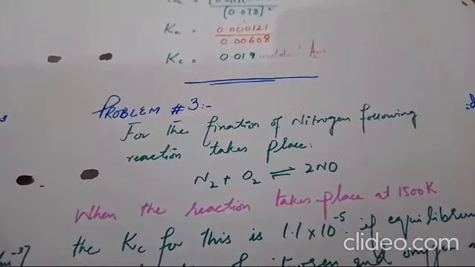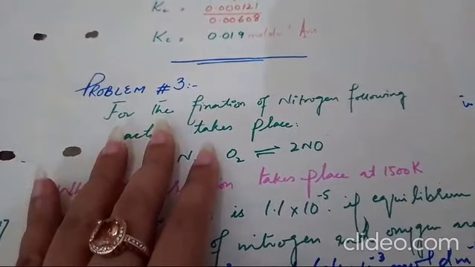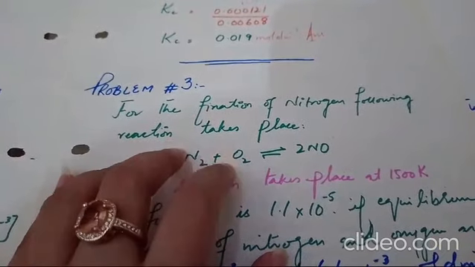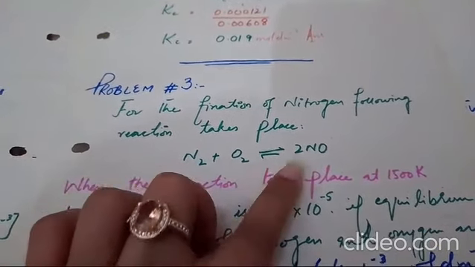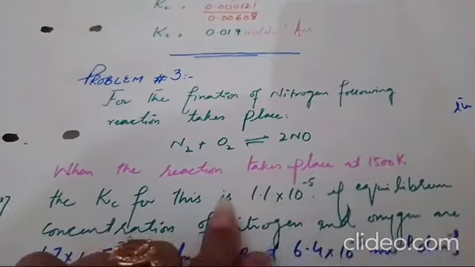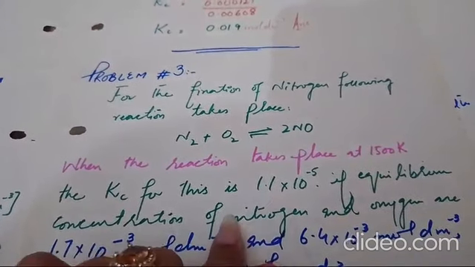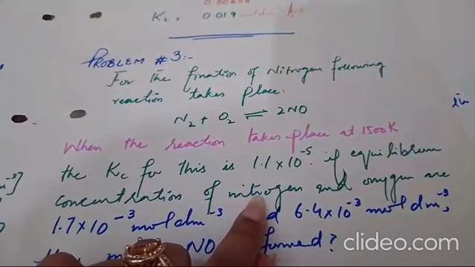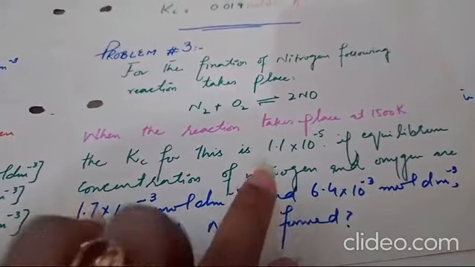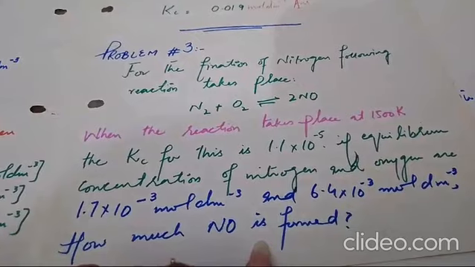Our third problem is a little bit different from the two previous ones. In this, we have to fix nitrogen by the following reaction, in which nitrogen and oxygen combine and form 2NO. When this reaction takes place at the temperature 1500, the value of Kc is this, and the equilibrium concentrations of nitrogen and oxygen are this. The value of nitrogen concentration and the value of oxygen concentration are given, and we have to find the value of NO.